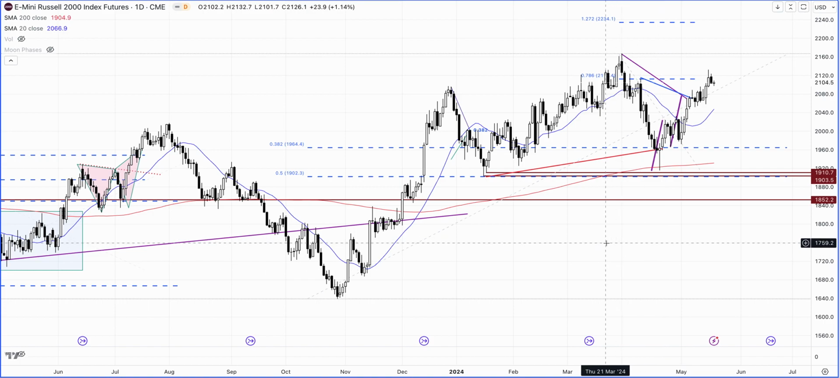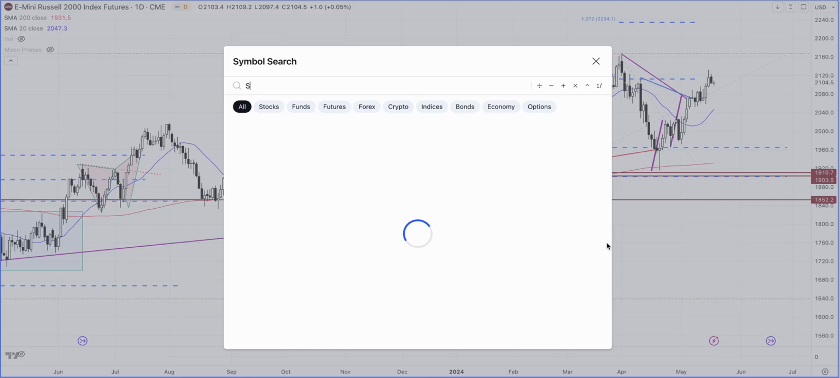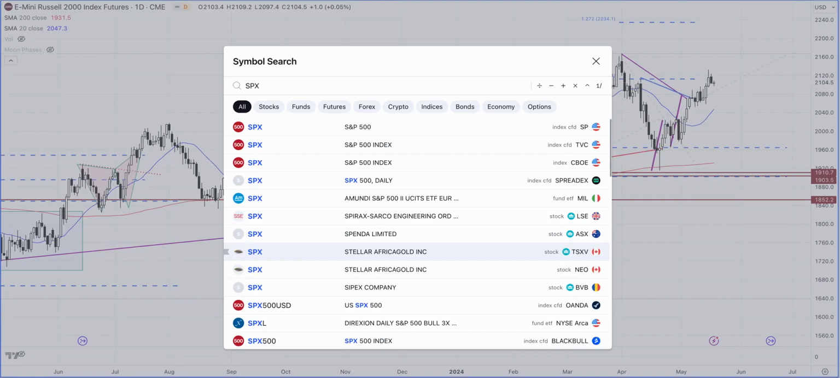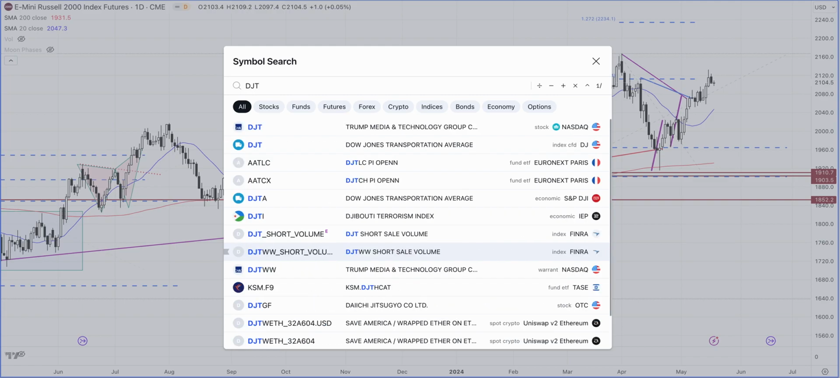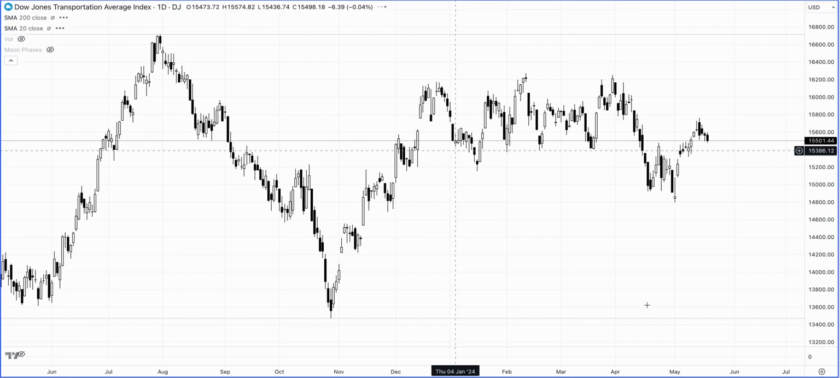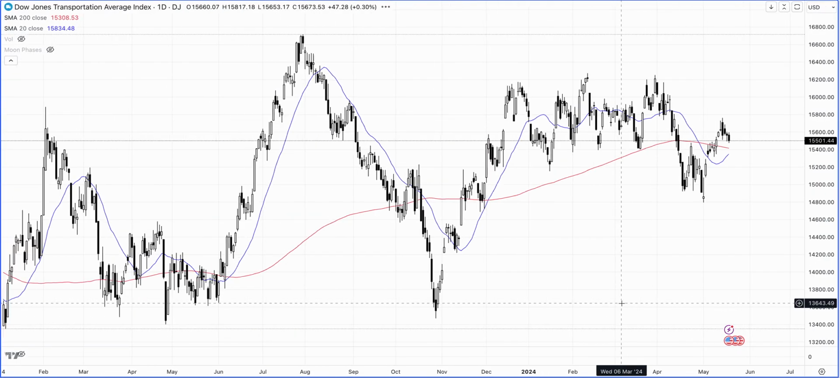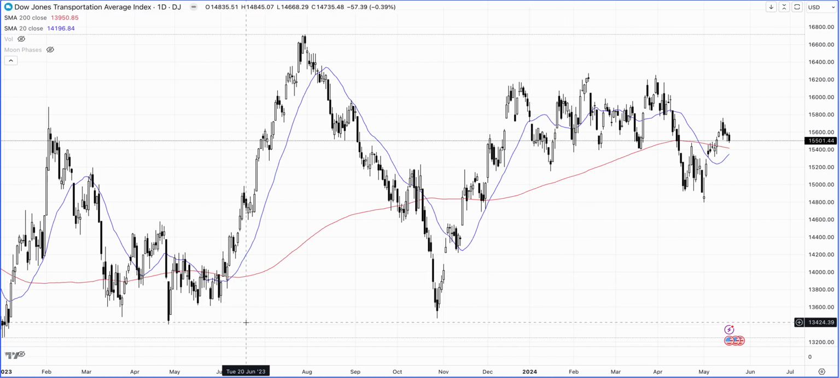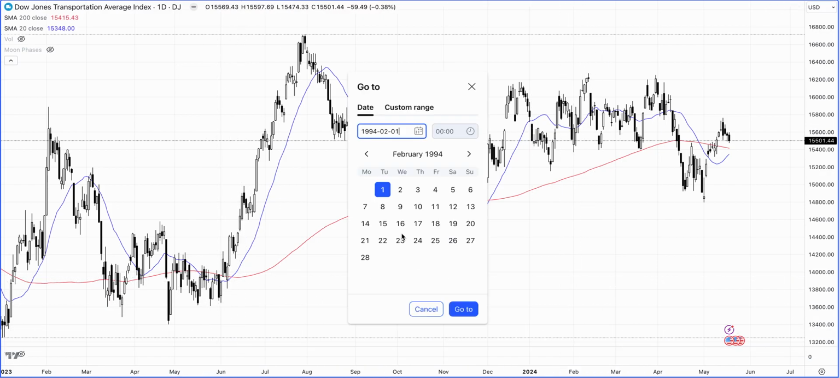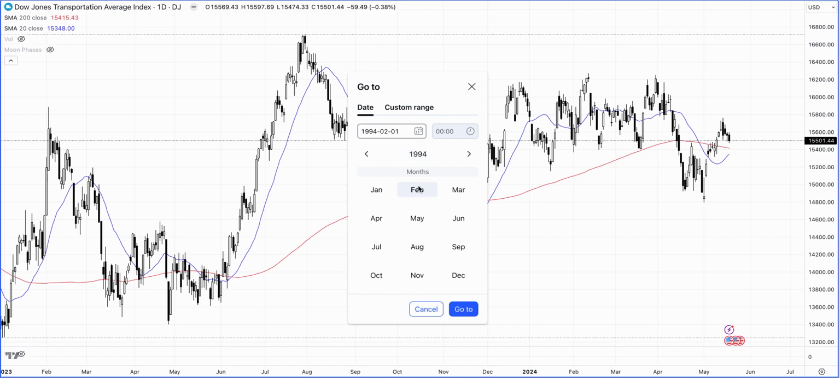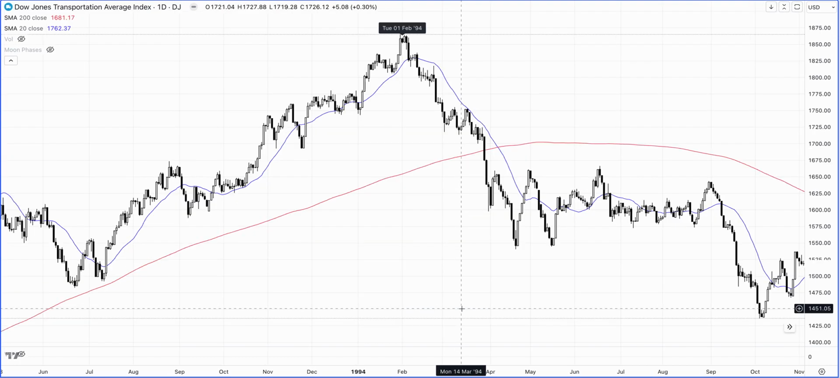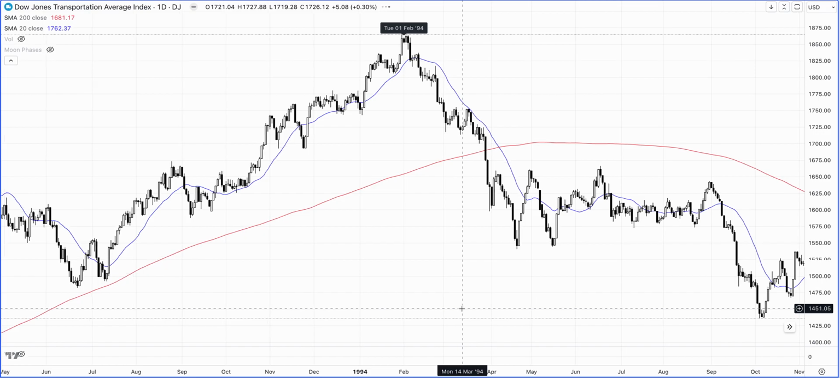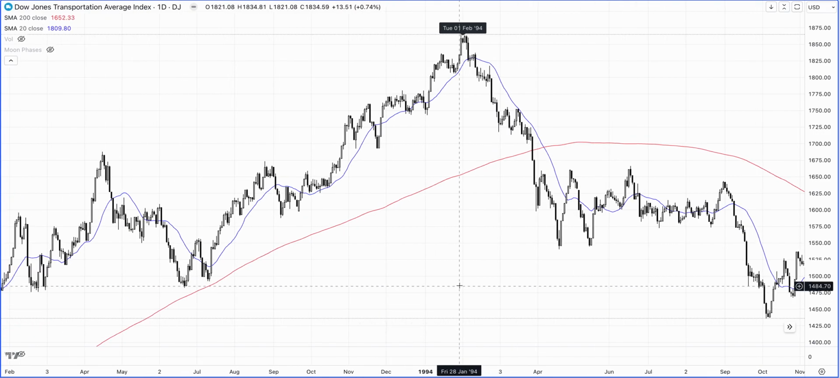Okay guys, now we are going to do something a little bit interesting. Just wanted to throw this one out, and we'll do this by taking a look at the Dow Jones transportation average. So this is the Dow Jones Industrials transportation, and then what we are going to do is go back in time. So we will go back to February of 1994.